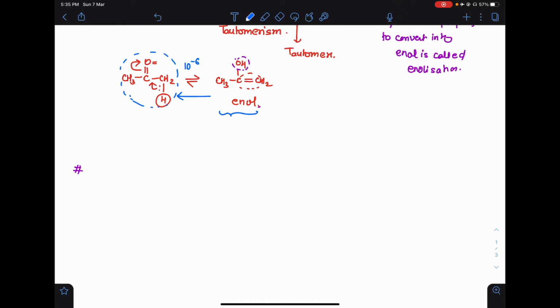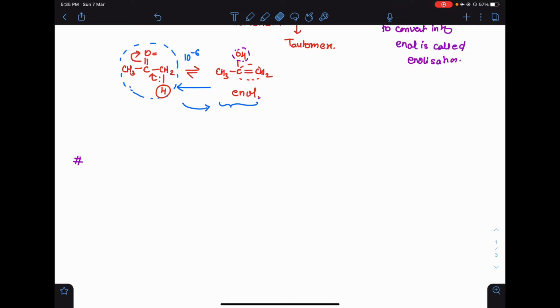All right. So when will it be in significant enol form? That we are going to discuss very soon in this video. But for now, how do I confirm whether this tautomerism is happening or not? Because mostly this structure will exist as keto form only. So how do I confirm that? The evidence can be provided very easily.